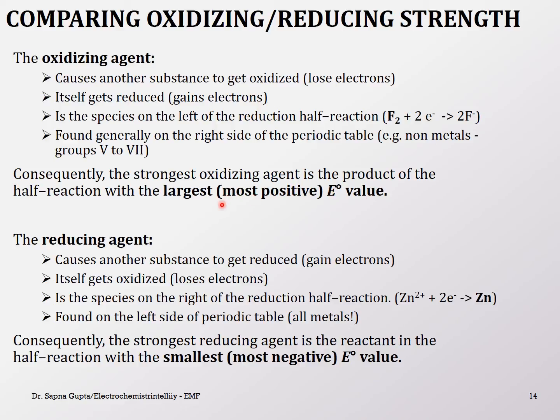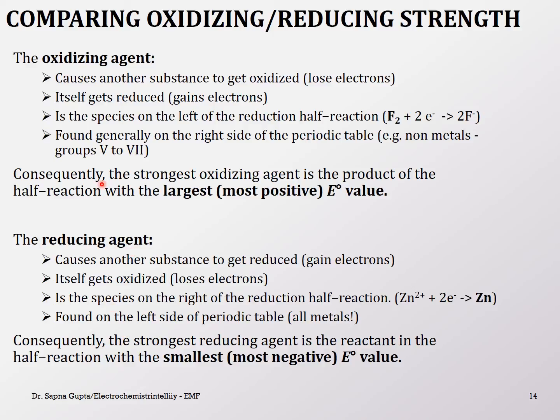The largest positive value, if you remember from the picture, had lithium on the top and fluorine at the bottom, and fluorine had the highest positive value. So the oxidizing agent over here is the strongest oxidizing agent. That is what we call a strong oxidizing agent, which means as you go above, the oxidizing strength is reducing. So then let's talk about the reducing agent.